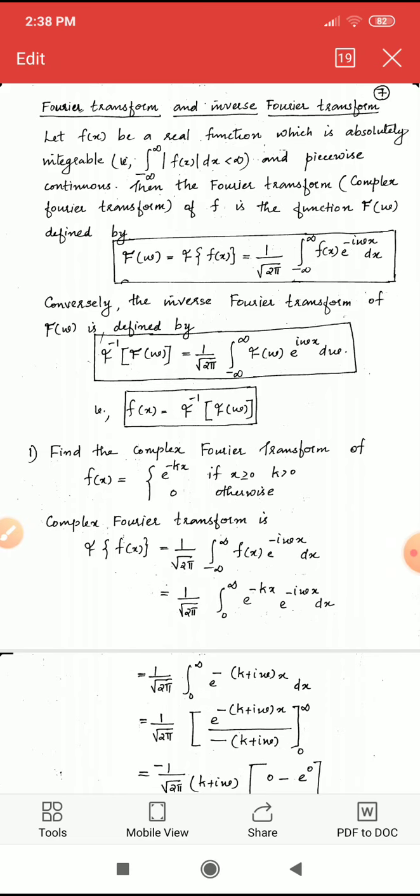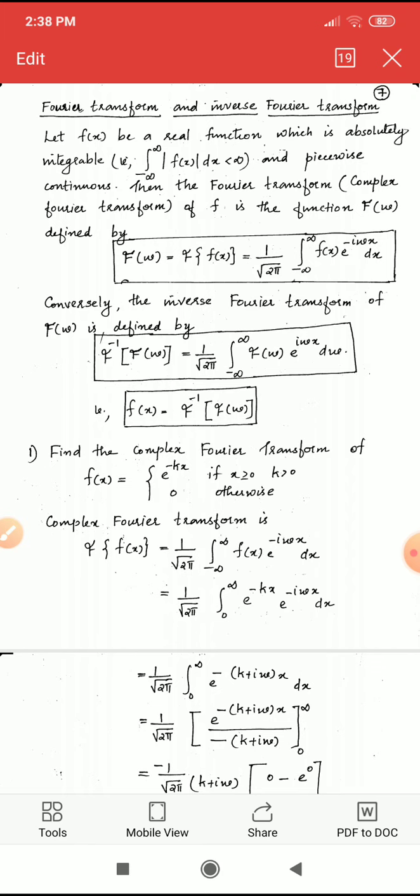In that case, L of f of t, the function of t, changes to a function of s. L of f of t equal to F of s. We denote that by F of s. So, a function containing variable t converts to a function containing variable s. So, transforms are used to convert a function to another form.